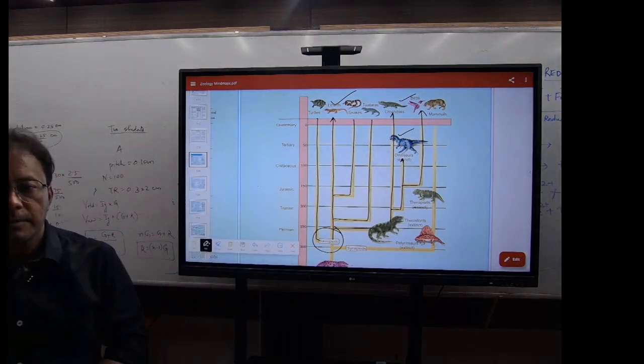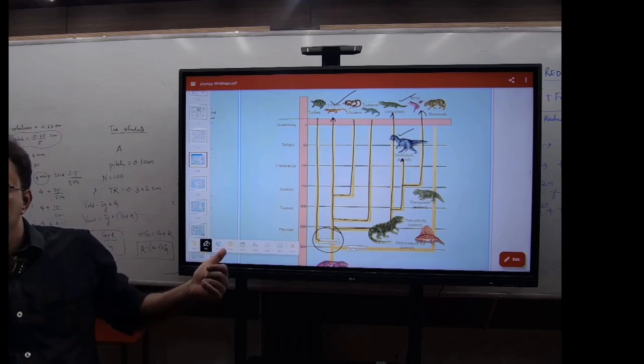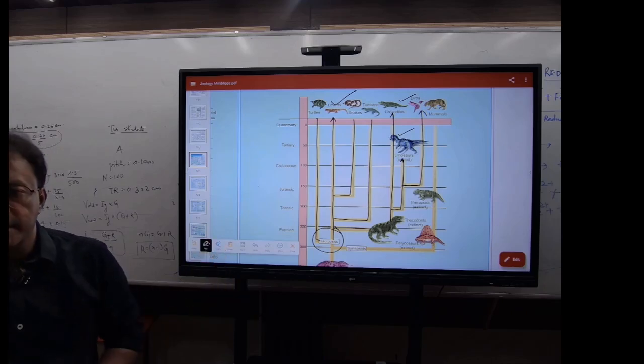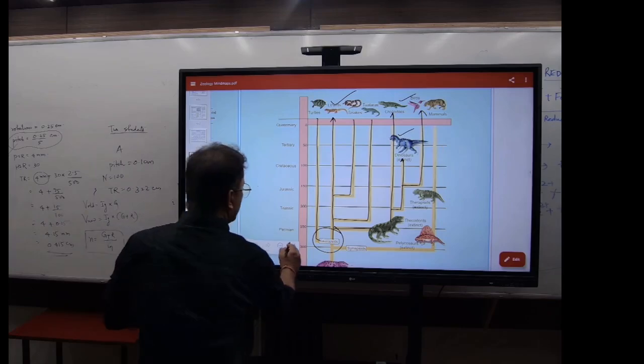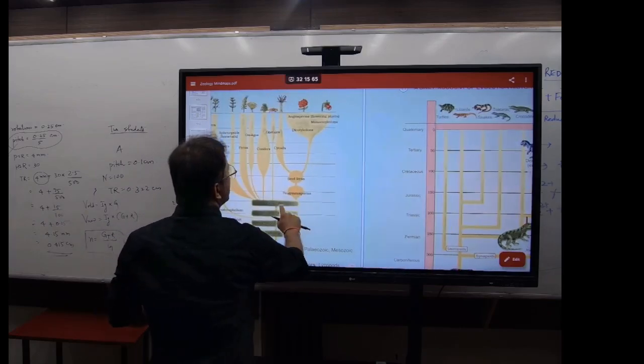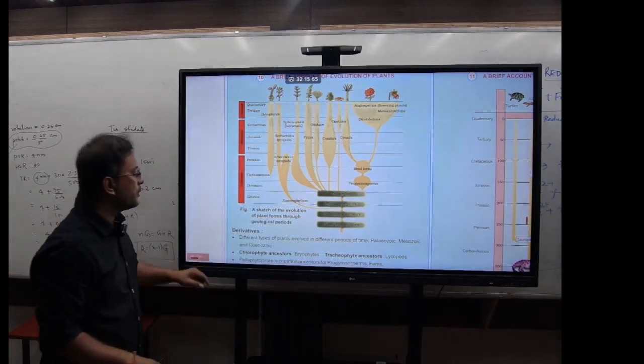Do you understand this one? And how did we know about this? Because of the fossils, which is true. Now, there's one more on this side. The evolution of the plants.